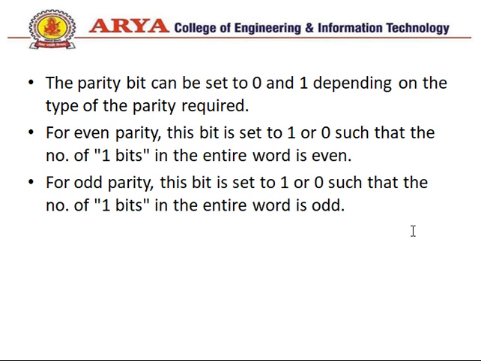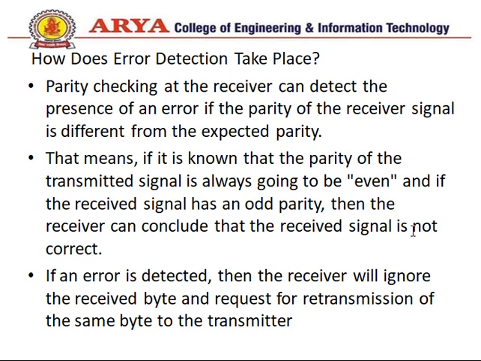The parity bit can be set to 0 or 1 depending upon the type of parity required. For even parity, this bit is set to 1 or 0 such that the number of 1 bits in the entire word is even. For odd parity, this bit is set to 1 or 0 such that the number of 1 bits in the entire word is odd. How does error detection take place? Parity checking at the receiver end can detect the presence of an error if the parity of the received signal is different from the expected parity. That means if it is known that the parity of the transmitted signal is always going to be even, but the received signal has an odd parity, then the receiver can conclude that the received signal is not correct.